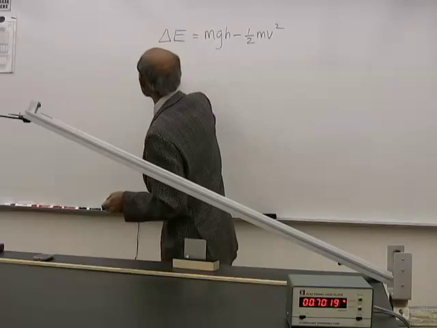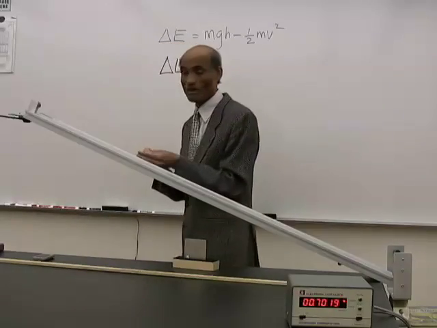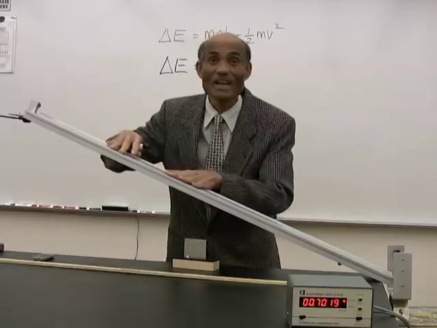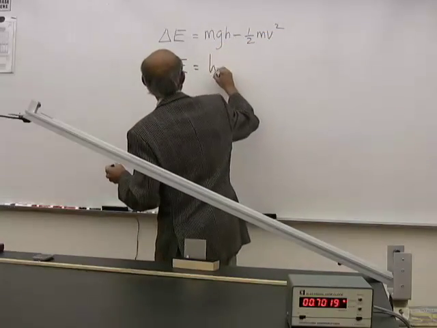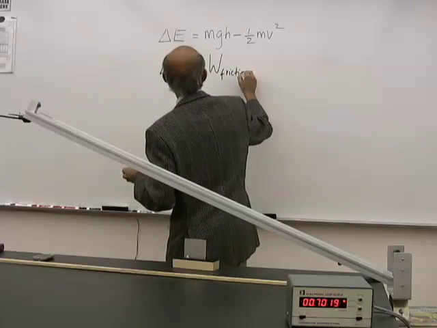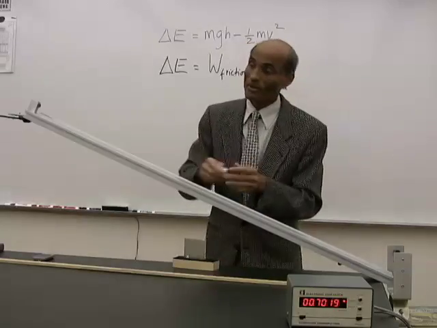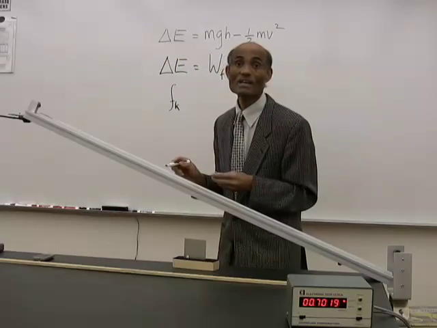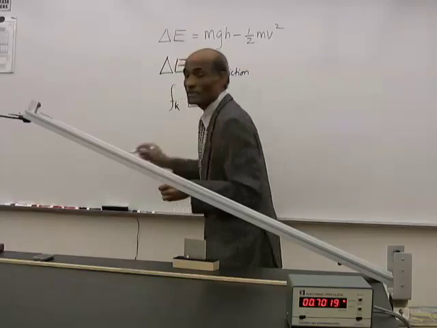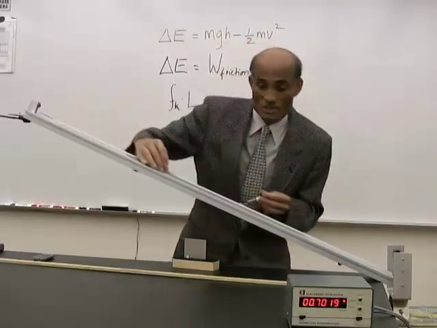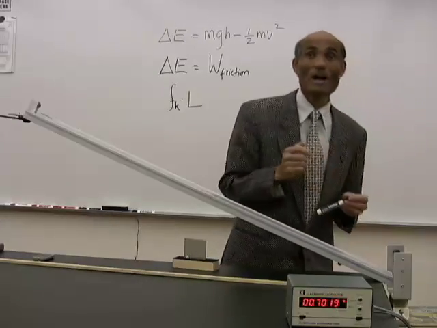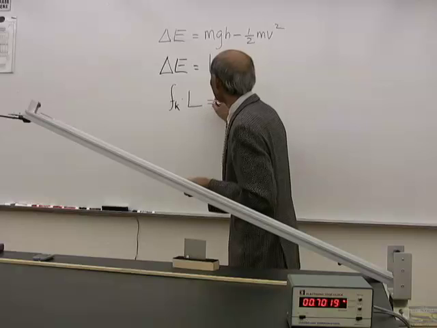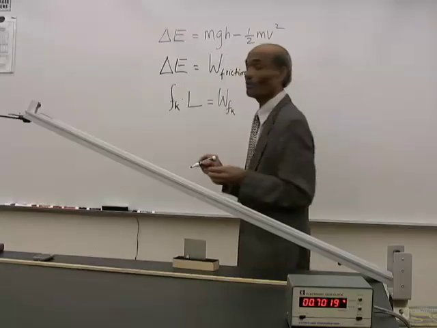What does the delta E equal to? The delta E is a measure of the energy lost while sliding down, which is a measure of the work done against friction. So we're going to say delta E is work done against friction. Well, if the frictional force, I'm going to call that F sub k, is the frictional force and L is the length that the block slides down, that is this length, I'll be asking you to measure that length. Then the frictional force multiplied by that L will be the work done by that frictional force.